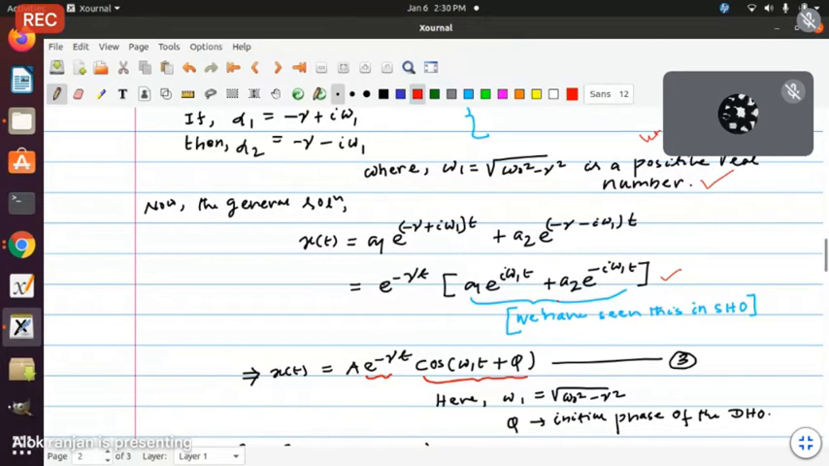What is the solution? Thus the solution will be A cosine omega 1 t plus theta, and we have this exponential term A e to the power minus gamma t cosine omega naught t plus phi. What is omega 1? Omega 1 is a positive real number whose value is the square root of omega naught square minus gamma square. So it's a positive real number, and phi is the initial phase of the damped harmonic oscillator.